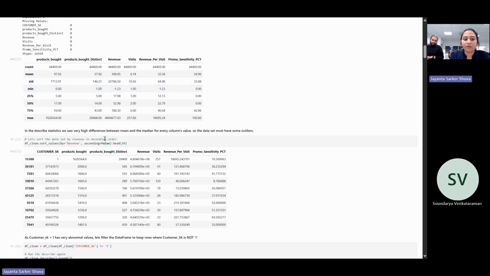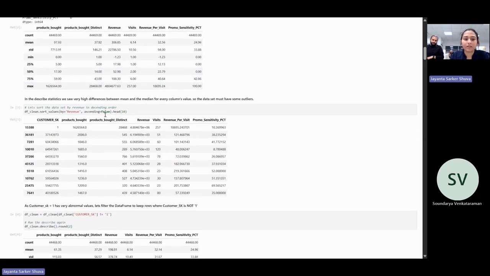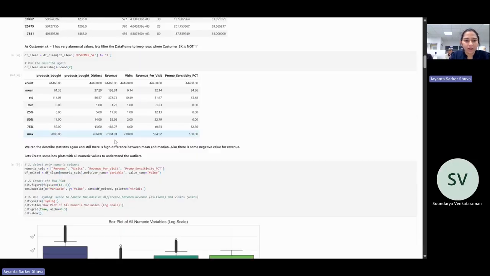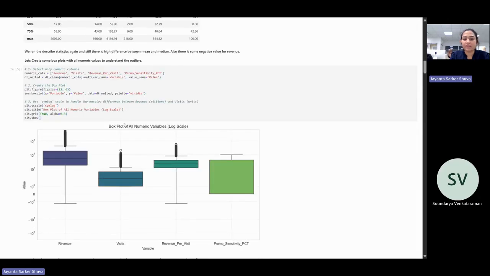So next we sorted using the revenue. Then we could see customer one, which looks abnormal and doesn't suit the other customers. So we thought it might be a duplicate value, so we deleted that. It reduced the problem, but still we wanted to know if there are any outliers available.